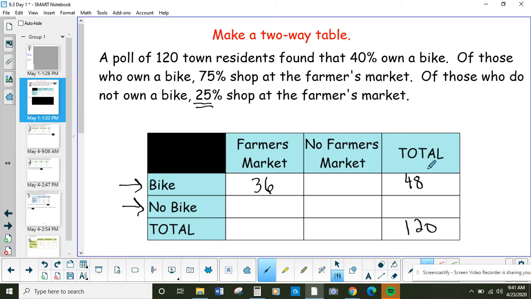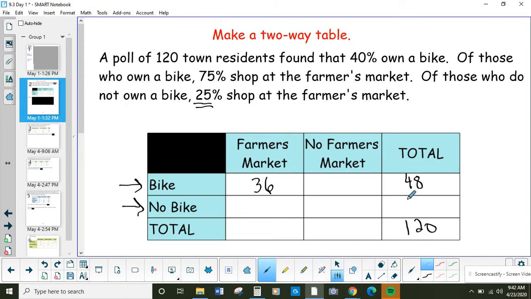Well, if this is the total of the totals, you know you have to add 48 plus some number to equal 120. These two add up to equal the total. These two add up to equal this total. These two add up to equal this. So there's two always being added up to equal the third in a two-way table. Let me say that again. There's two always being added up to equal the third in a two-way table.